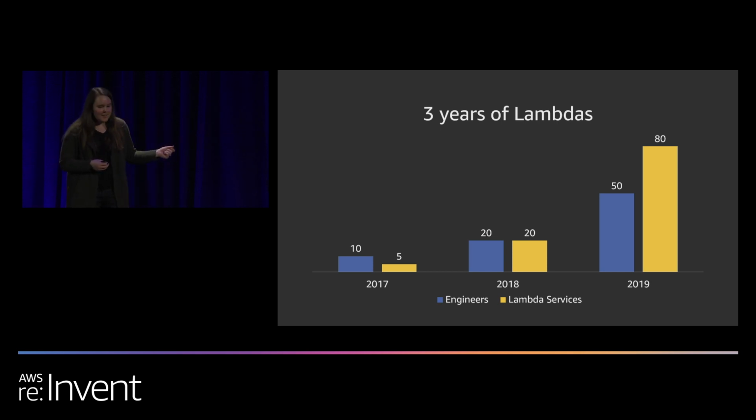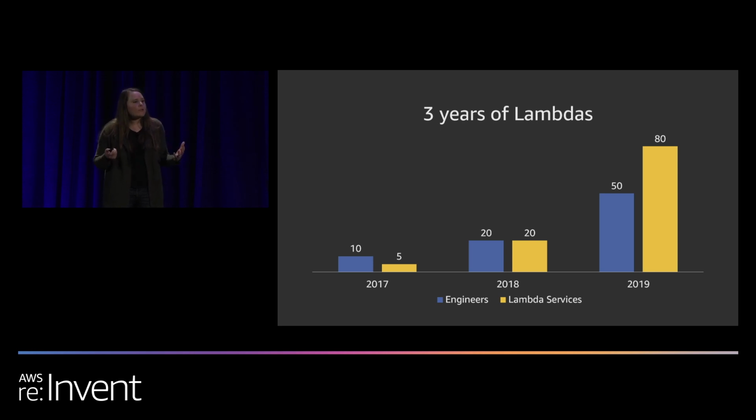As you can see, the number of Lambda services has increased drastically over the last 3 years. Last year, we had 20 engineers at the beginning of the year, and we ended the year with about 20 Lambda services. This year, we had 50 engineers at the beginning of the year, and when I pulled these numbers a few months ago, we had 80 Lambda services. So the robots are winning.